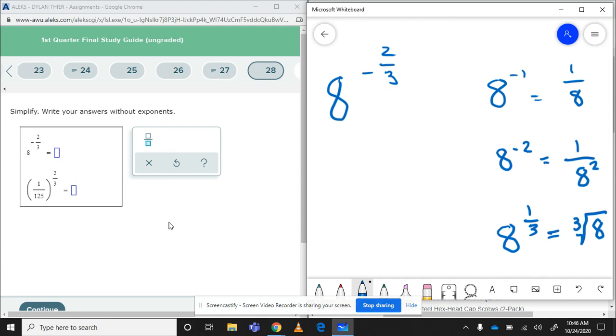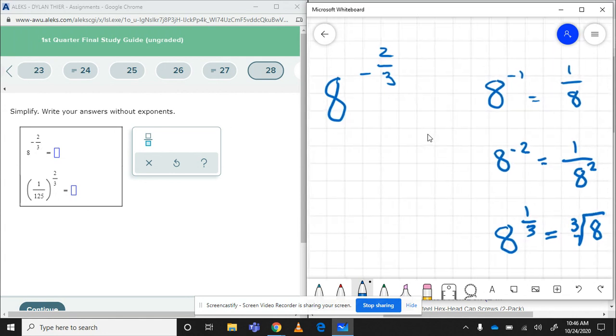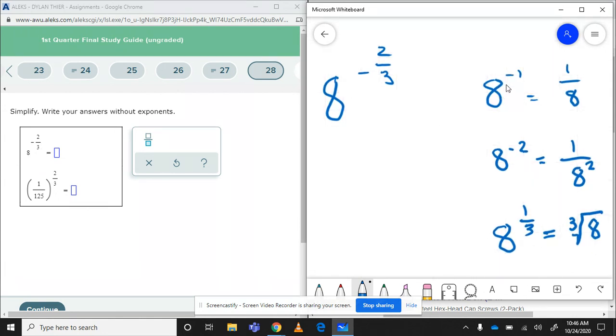Okay, question 28 requires you to keep straight quite a few concepts about exponents. So I've made kind of a cheat sheet over here. Some number to the negative first power is equivalent to saying 1 divided by that number. To the negative second power is like 1 divided by that number squared. Okay, so to the negative third would be 1 over that number cubed, so on and so forth.